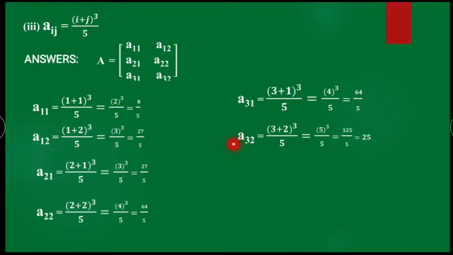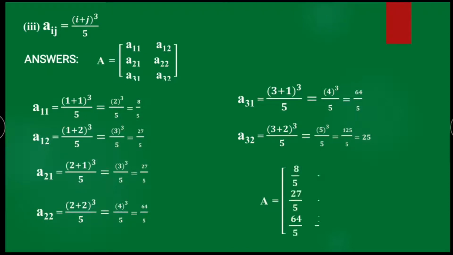Then next we find A32. For A32 we have to write i as 3, j as 2. So write in numerator 3 plus 2 bracket cube upon 5. So 3 plus 2 is 5. 5 cube we get 125. Denominator as it is. You can simplify or you can write 125 upon 5 in the matrix.